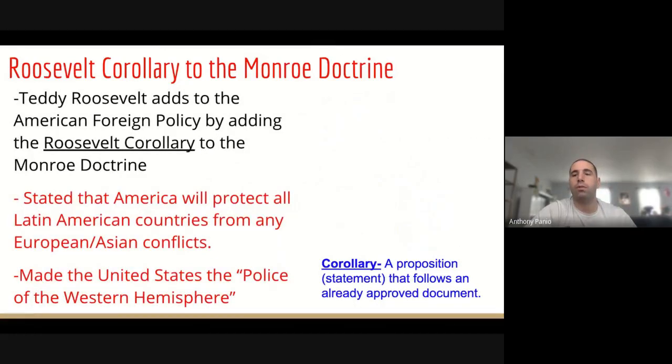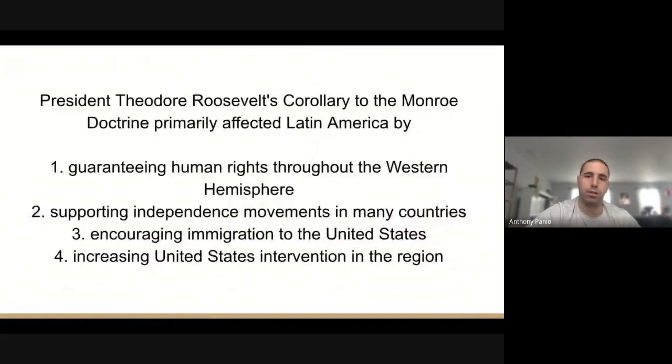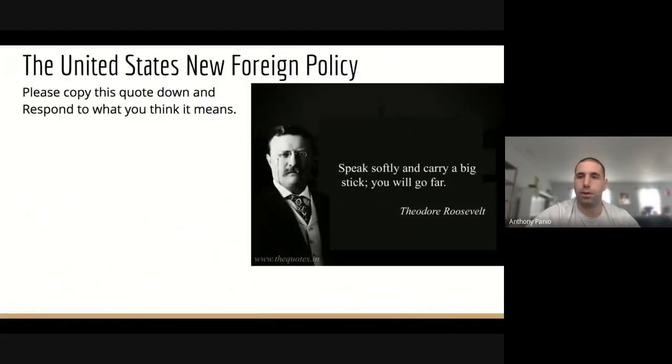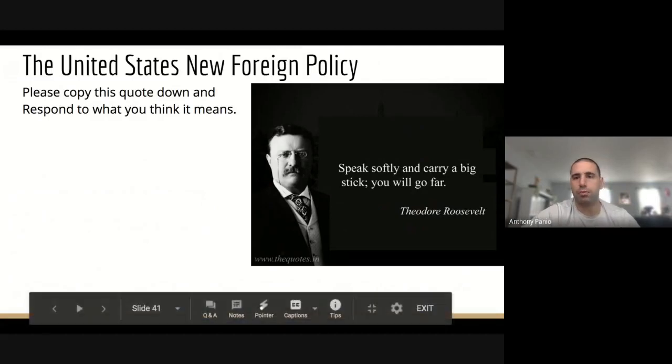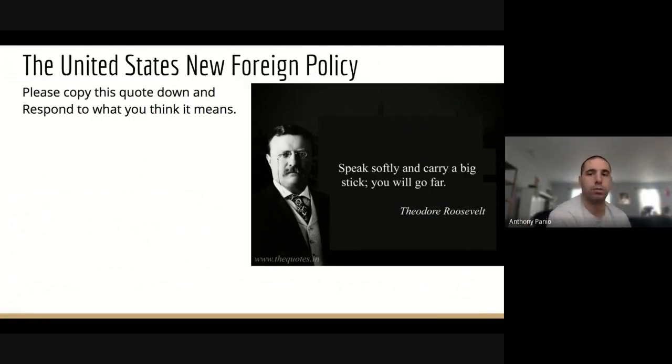Now, the Roosevelt corollary to the Monroe Doctrine is just part of Teddy Roosevelt's foreign policy. What he really gets known for is his big stick foreign policy. It's centered around this quote: "Speak softly and carry a big stick, you will go far." That is the quote Teddy Roosevelt would use, and this is the basis of his foreign policy. Pause the video if you need. Take a second, think about what you think that means, and then we will go over it.